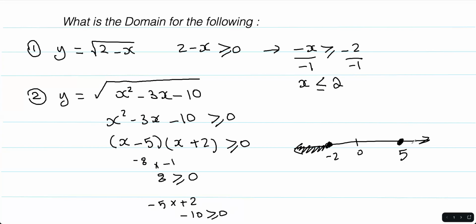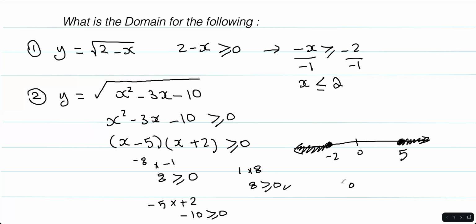Now let's take a number in here: 6, 7, 8, 100 if you wish, but we'll take 6 to make this easier. If we take 6 here, 6 minus 5 is 1, and 6 plus 2 is 8. 1 times 8 is 8. Is that greater than or equal to 0? Yes, that's true. Therefore, I shade here.